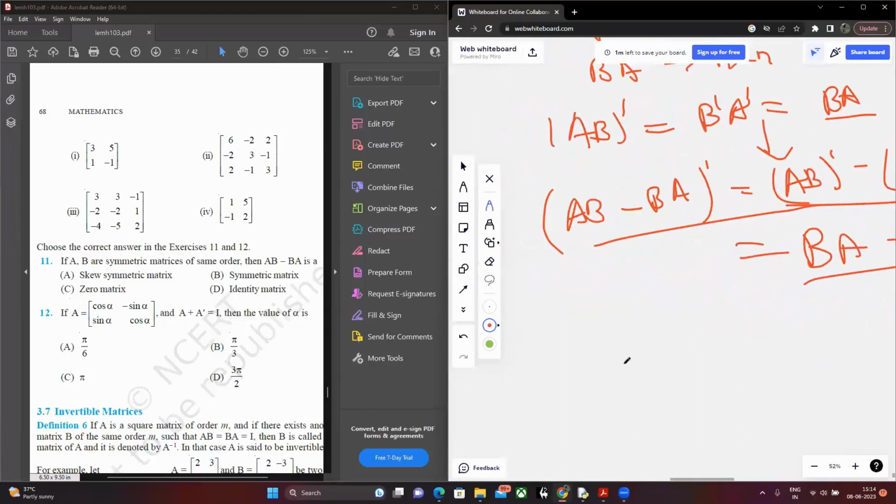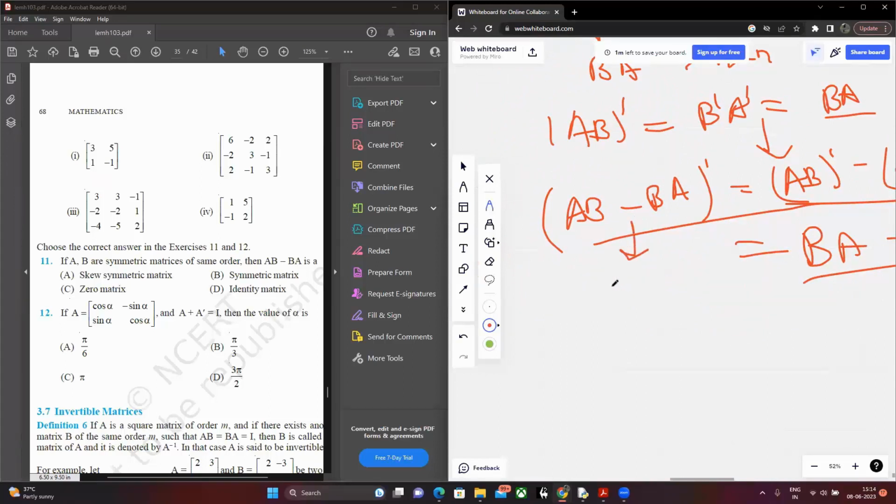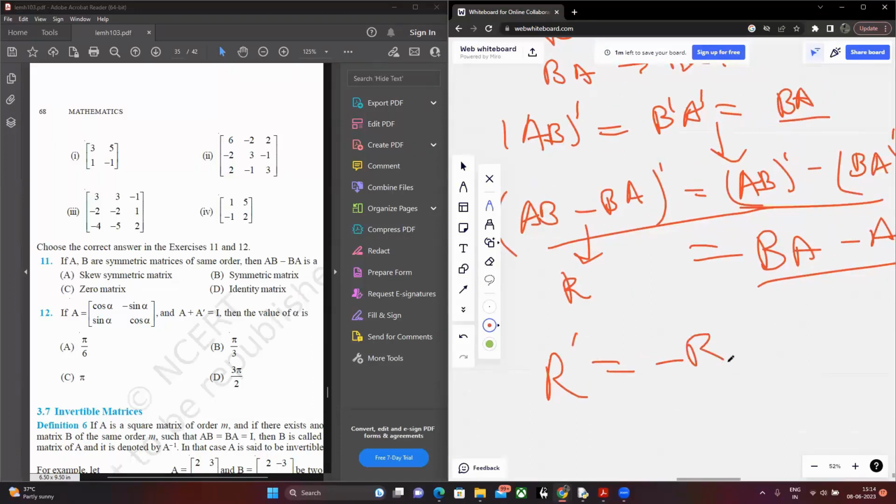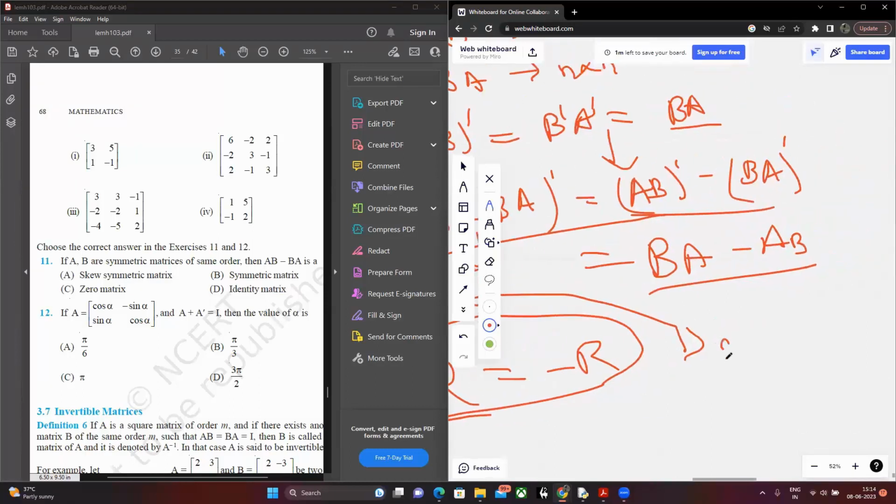Therefore, if this matrix is your required matrix R, then you have R dash is going to be equal to minus R, or R is skew symmetric. So for 11, that is the correct answer.